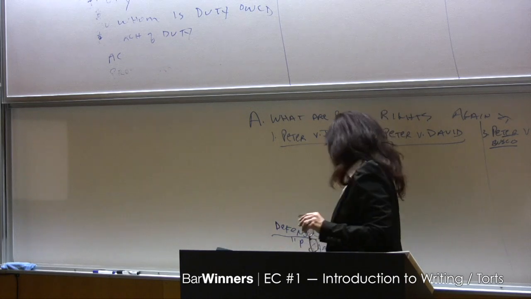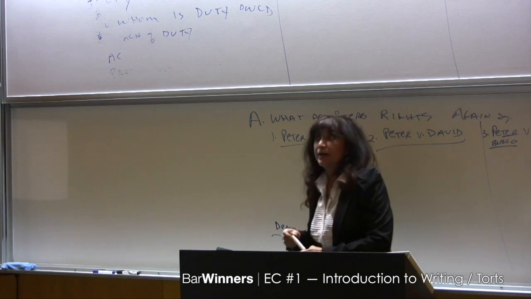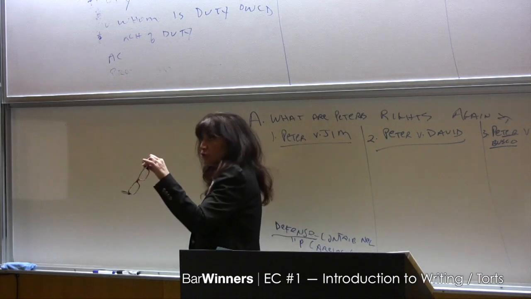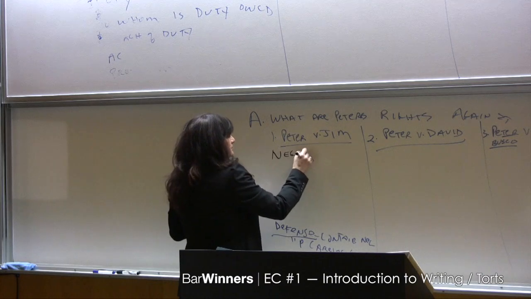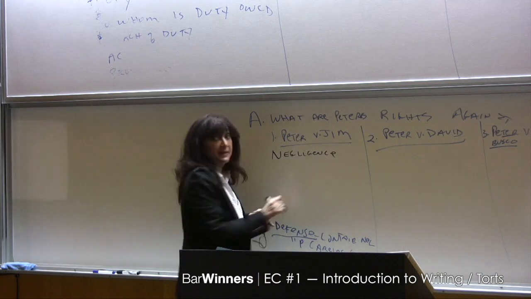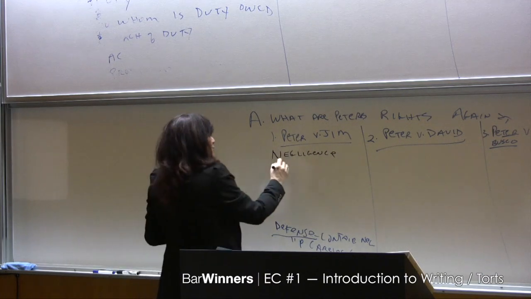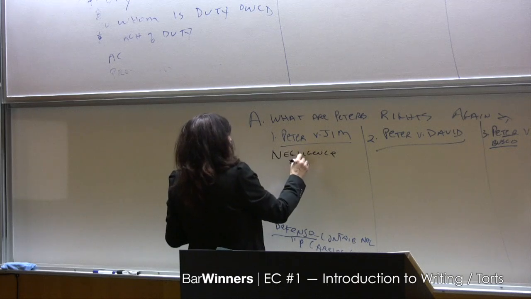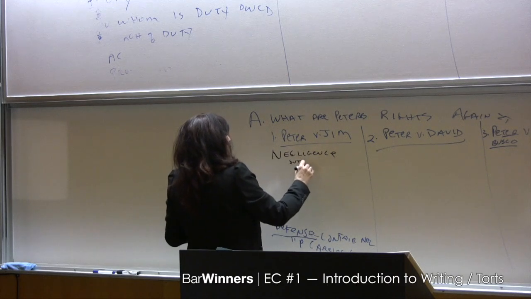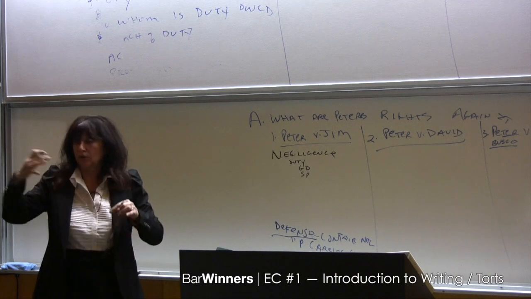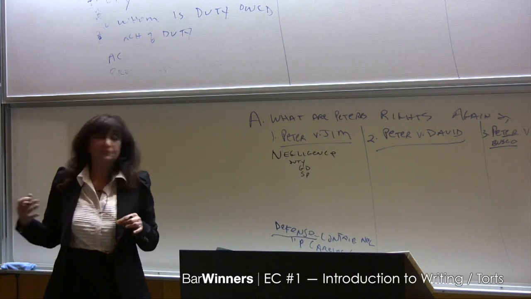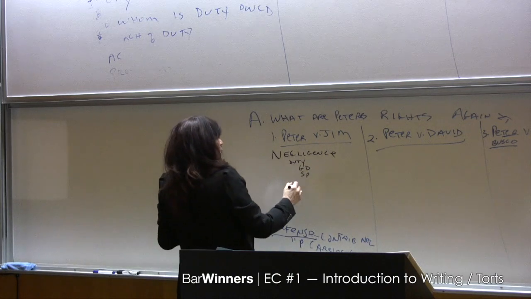What do you think the issue might be? Good, negligence. So what you're going to do on your outline is you're going to put negligence. This is your 15-minute outline. And under negligence, you're going to have duty, general duty, and special duty. Leave more space than I'm leaving on the board. Leave more space so you can fill it in. Negligence, duty, general duty, special duty.